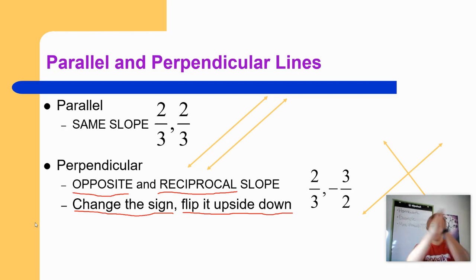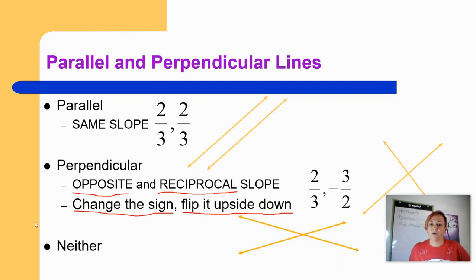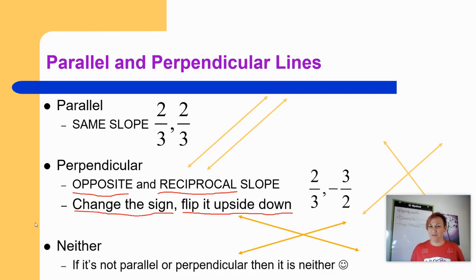Parallel lines never cross, perpendicular lines cross at a 90-degree angle, but that's not actually what normally happens. Most of the lines in the world cross, but not at a 90-degree angle. And so we don't have a special name for those. We're just going to call them neither. They're not parallel. They're not perpendicular. They're two lines that cross at a different angle than 90 degrees. Doesn't matter, it could be 89.1. Then they're neither. And we don't have any special rules for neither. If it's not parallel and it's not perpendicular, then it's neither. So that's how you can tell which one it is.